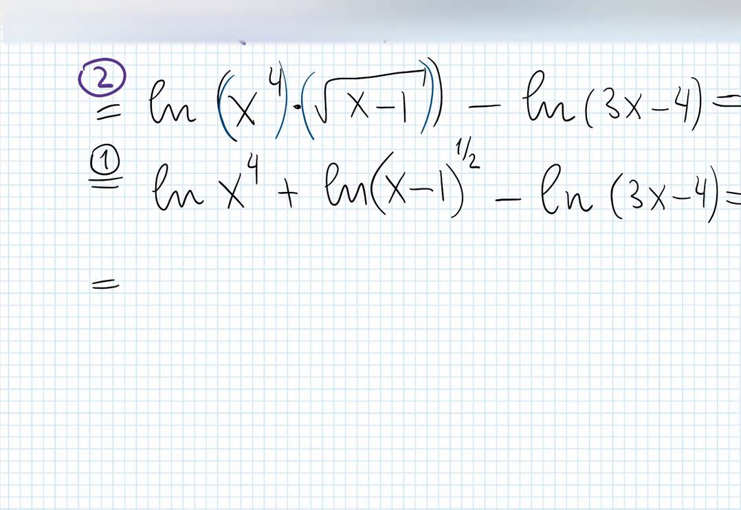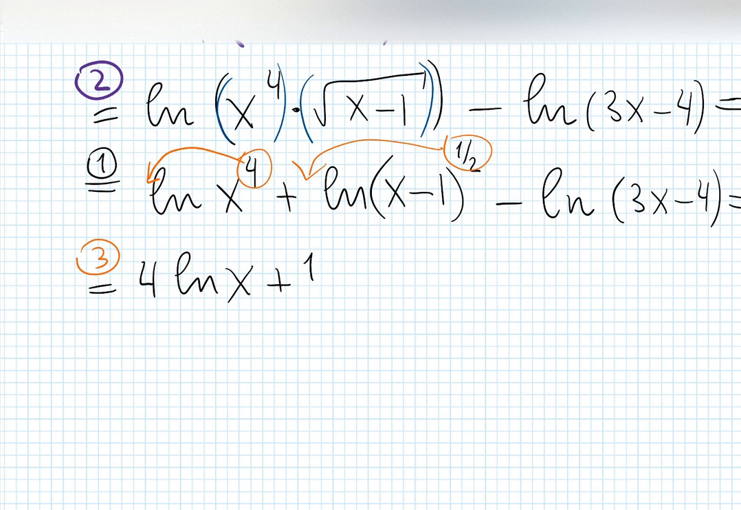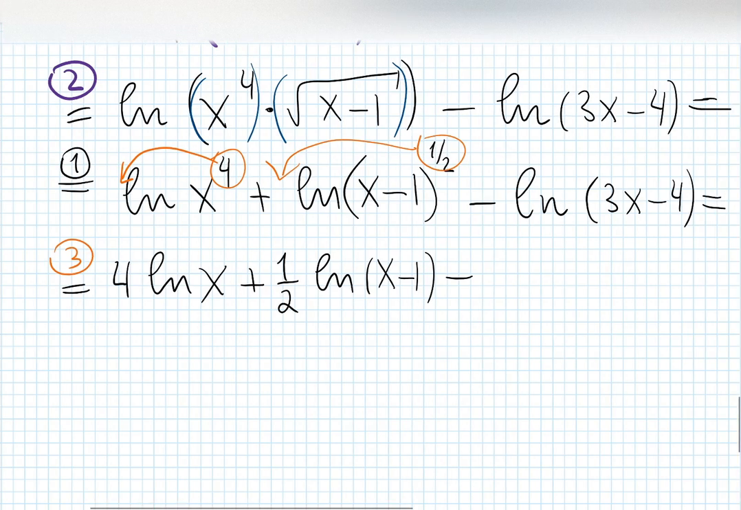Now, let's work with exponents. x to the 4 is annoying. The square root, which is now the 1/2 power, is annoying. Let's get rid of these guys. And that's property number 3. Let's put this 4 down. Let's put this 1/2 down. Then it becomes 4 times the natural log of x, plus 1/2 natural log of x minus 1, minus natural log of 3x minus 4. And this is the answer.